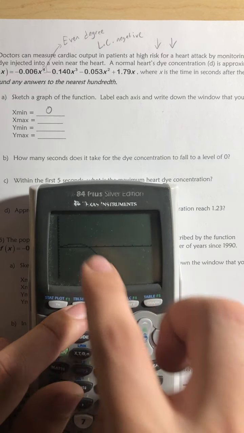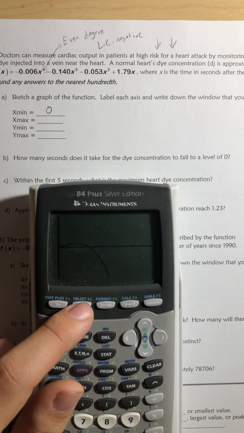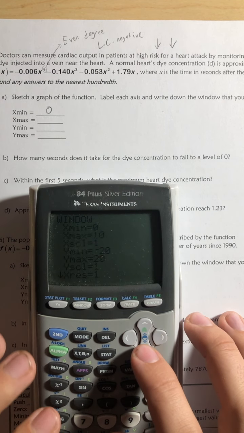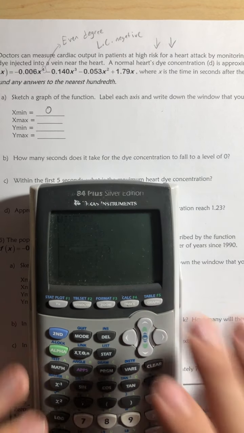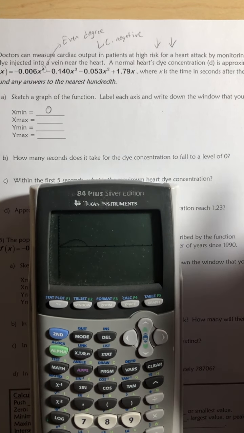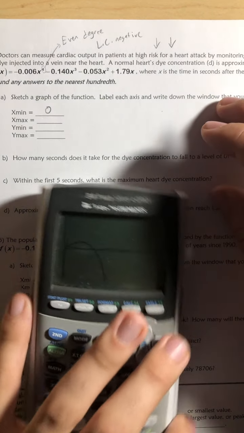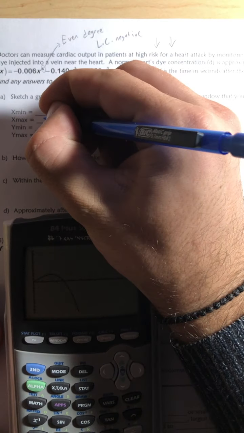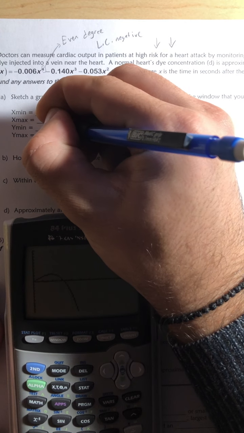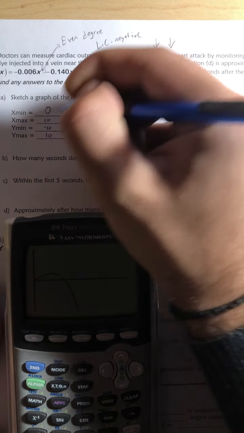It doesn't seem like I need to go that high, to negative 20 and 20. So I'm actually going to adjust this again a little bit more. I'm going to adjust this to 0 and 10. I'll go negative 10 and 10. So I see a little bit of that graph, which I think is enough to show us. So again, my x max was 10 here, my y min was negative 10, my y max was 10.